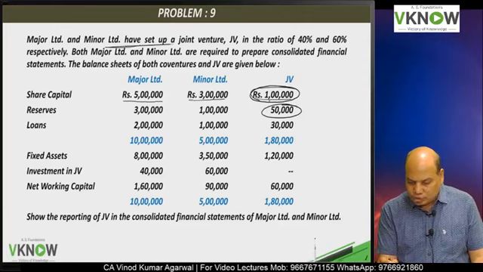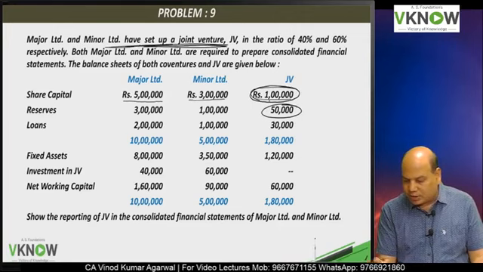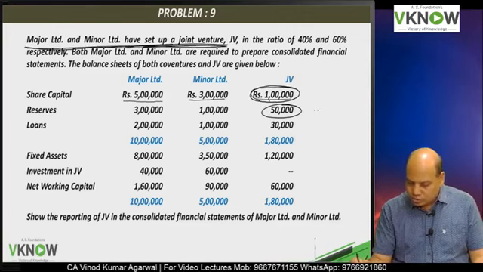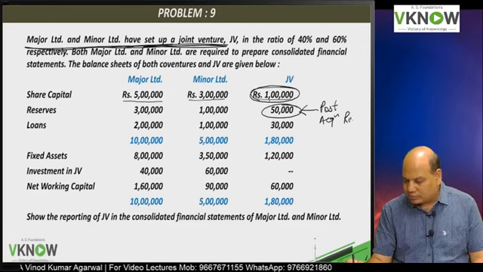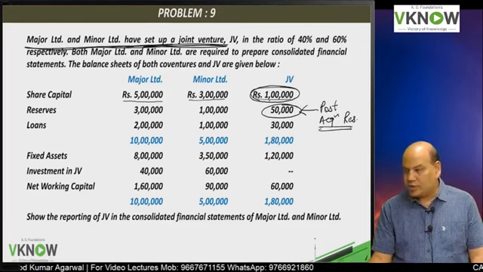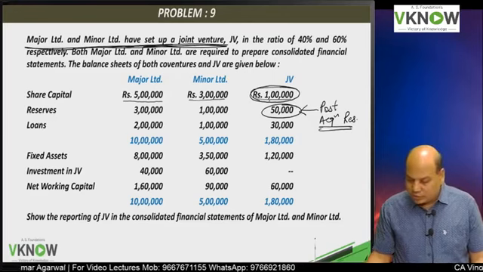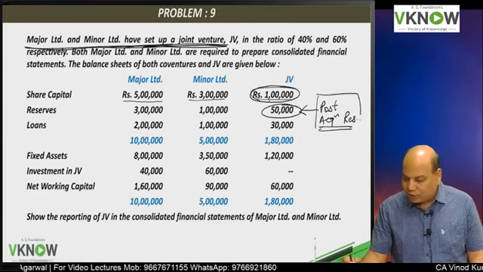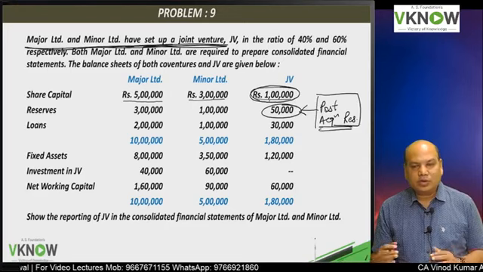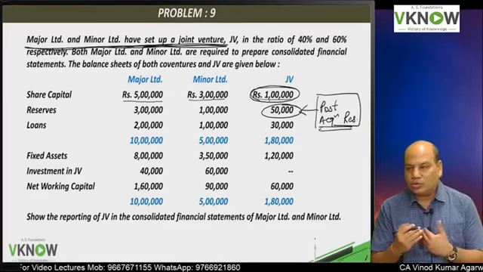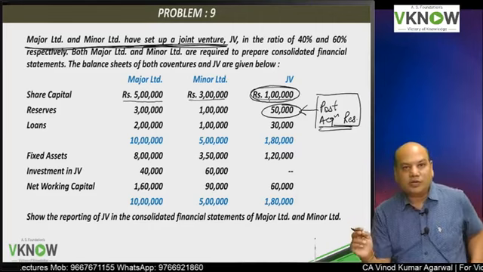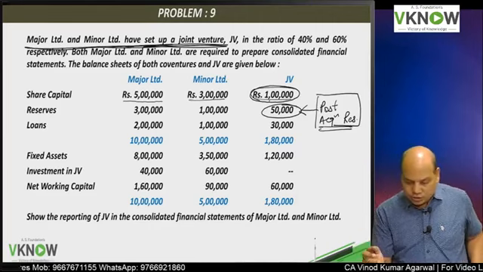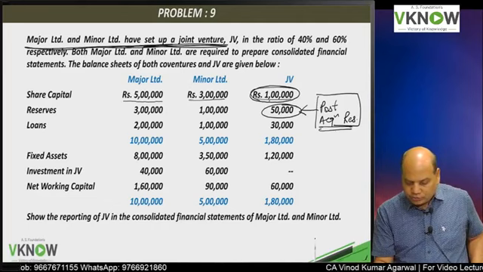Now this joint venture was set up by these two companies. So this reserve will be fully post acquisition reserve, because it's a newly formed joint venture. So whatever reserve is created is only after the creation of the joint venture. So the entire 50,000 is treated as post acquisition. Then loan, fixed asset.